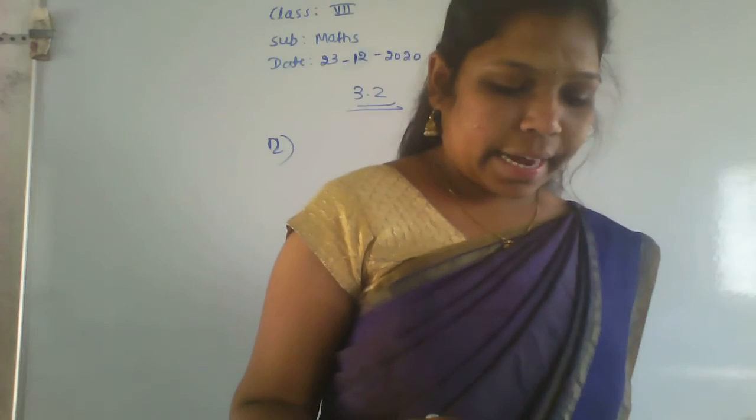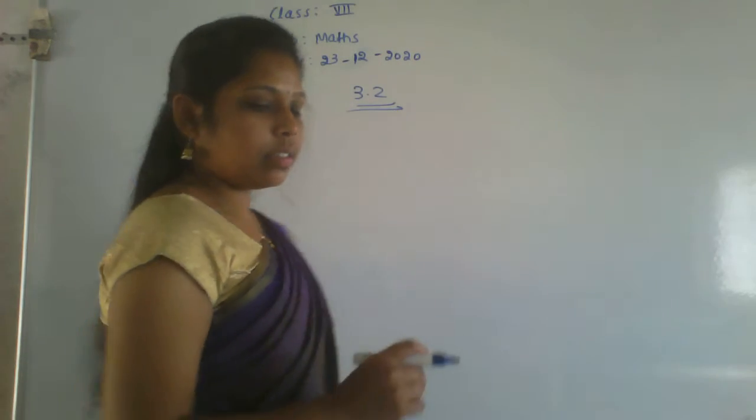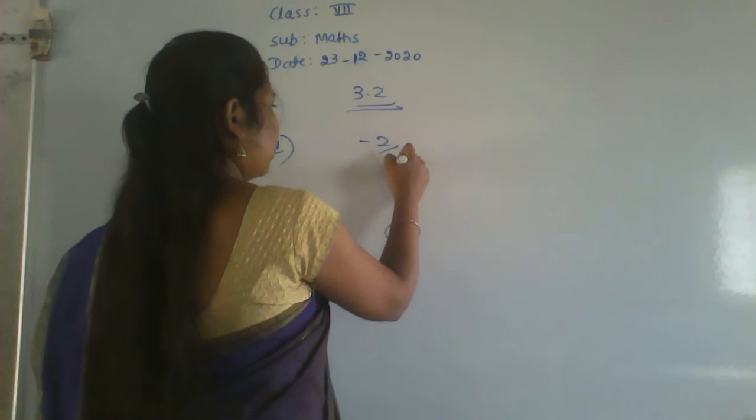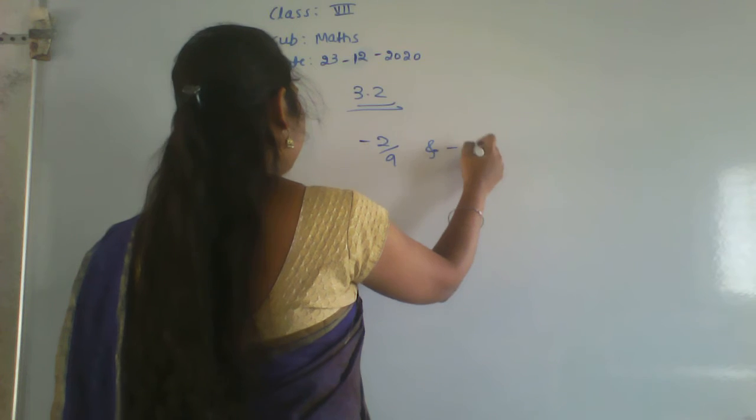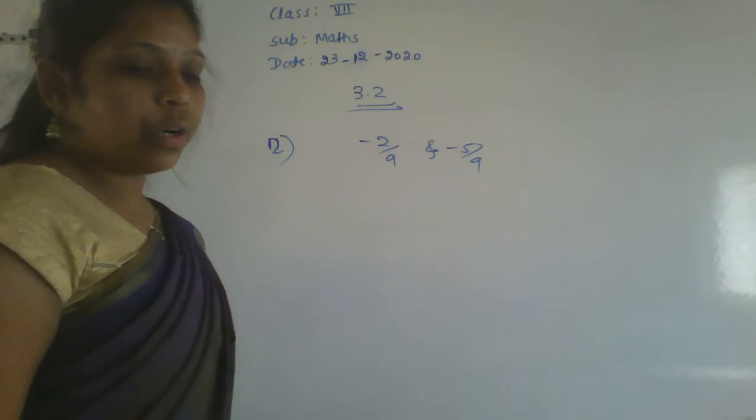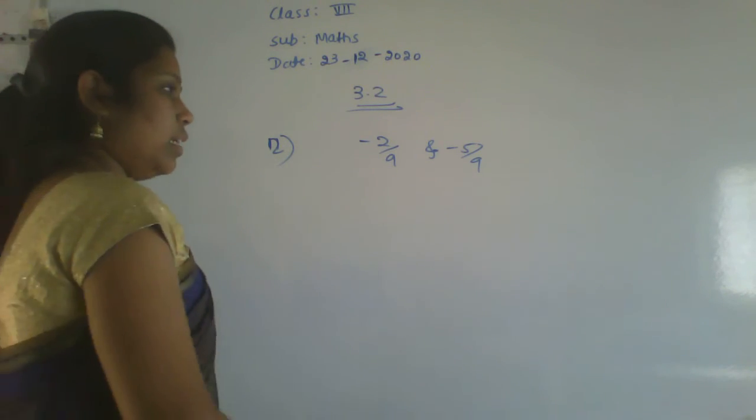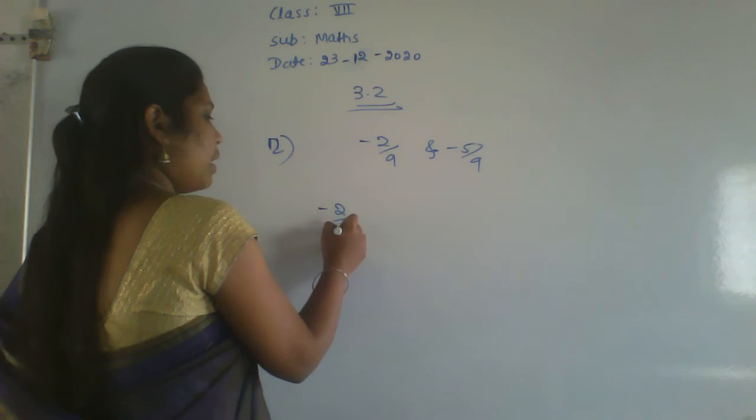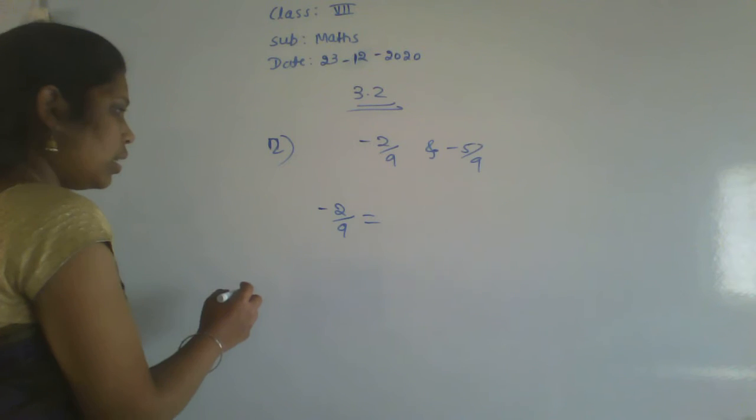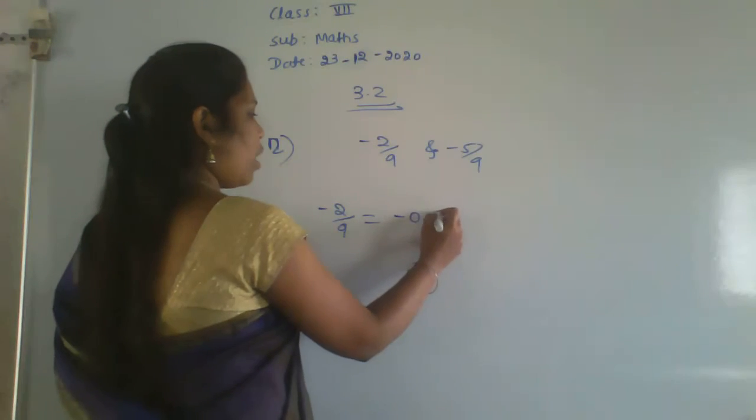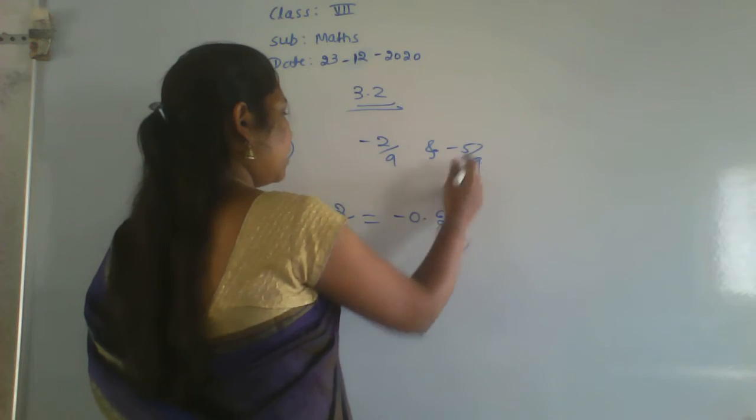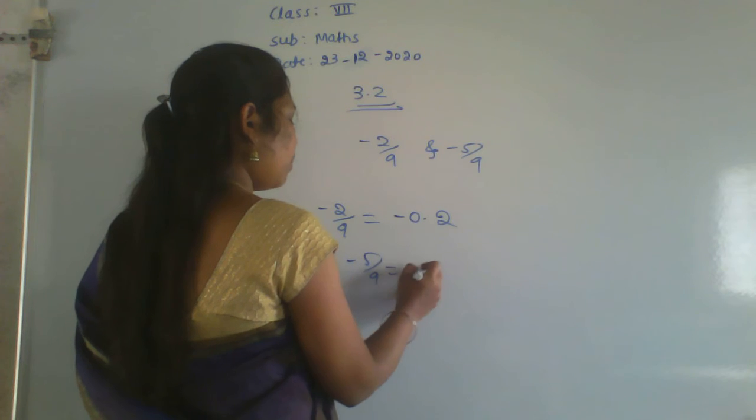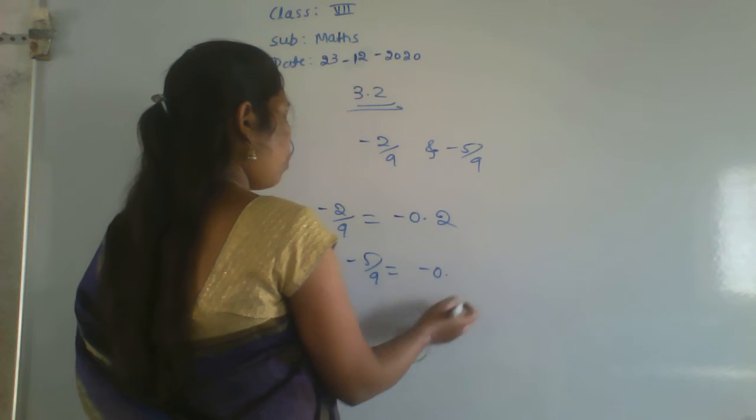Draw a number line and mark the rational numbers minus 2 by 9 and minus 5 by 9. Okay. So draw rational numbers and mark this one. See here, first find the value of minus 2 by 9. That is equal to how much? That is about minus 0.2. And this one, minus 5 by 9, is something like minus 0.9.